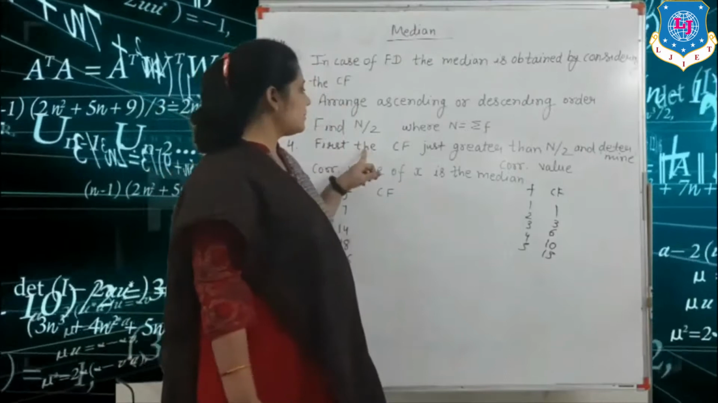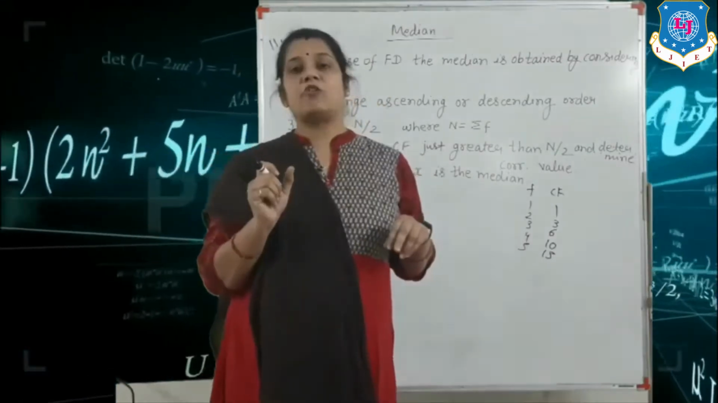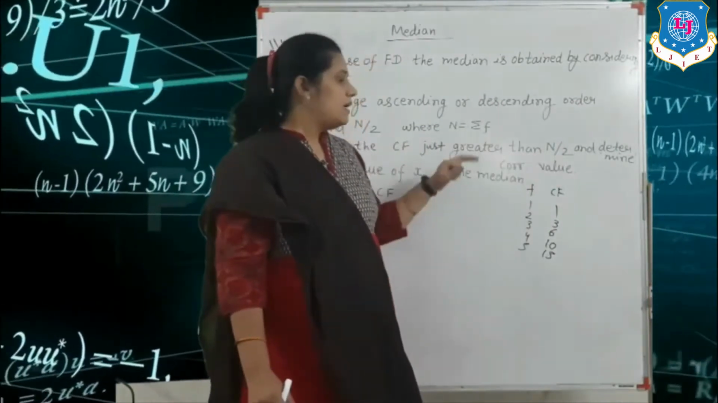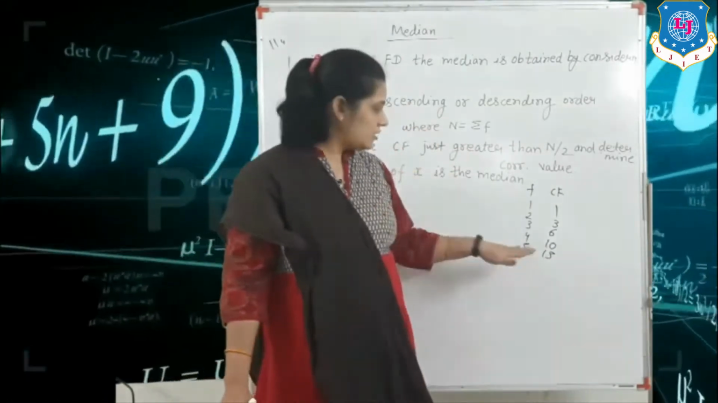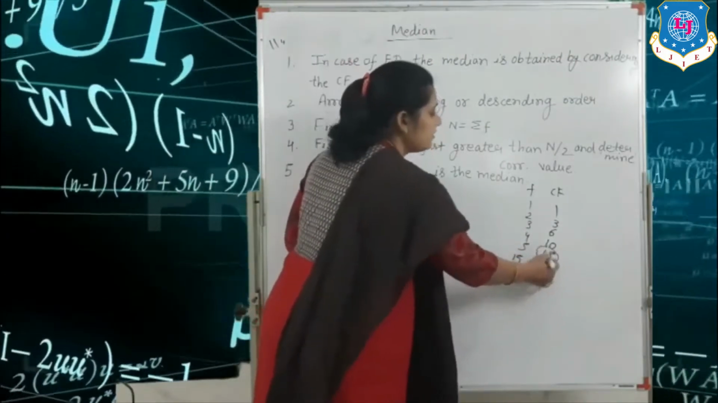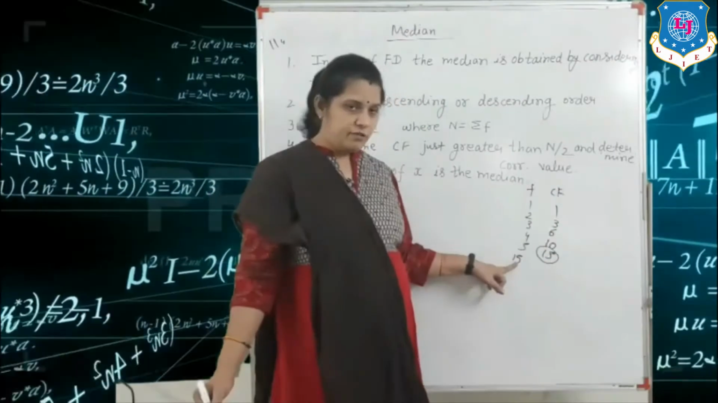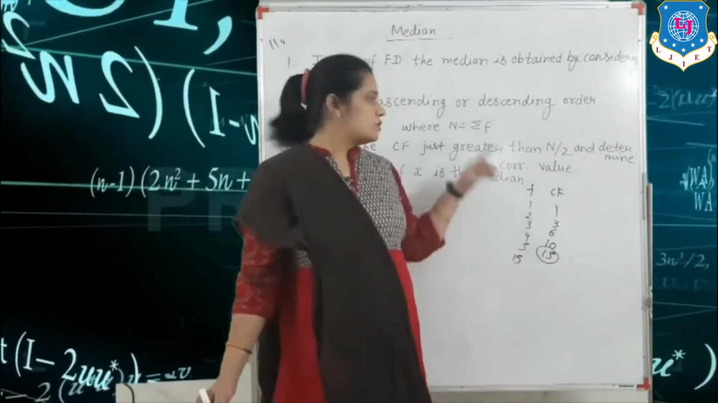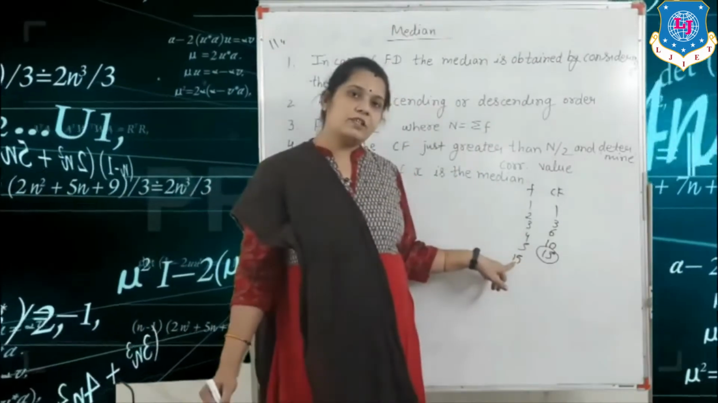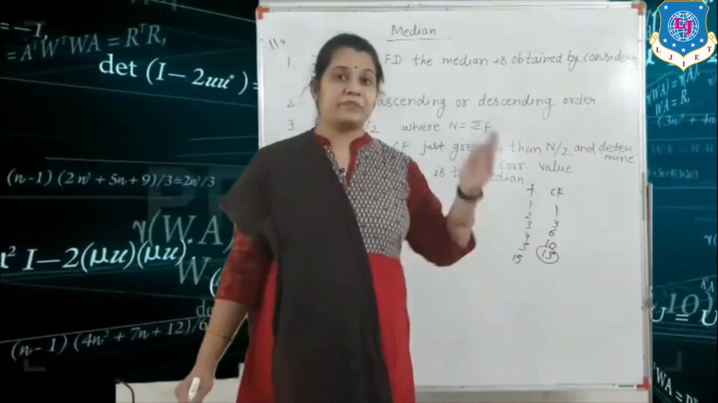Got it? The next step is to find the CF. We have the x and f columns, so you mark the cumulative frequency column CF. After that, find the first CF just greater than N by 2 and determine the corresponding value. See here, this is your f. The last value of the cumulative frequency is your summation f, which is 15. So according to this step, we find N by 2. Capital N is equal to 15, so N by 2 is 7.5.